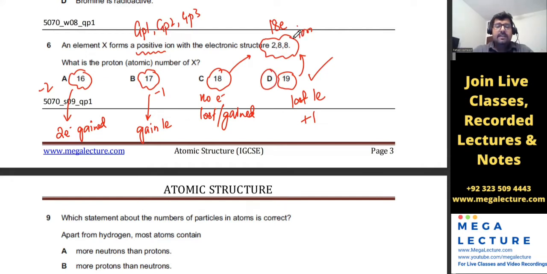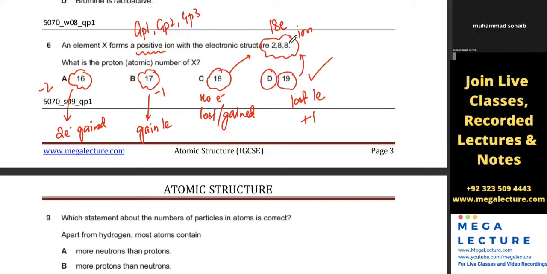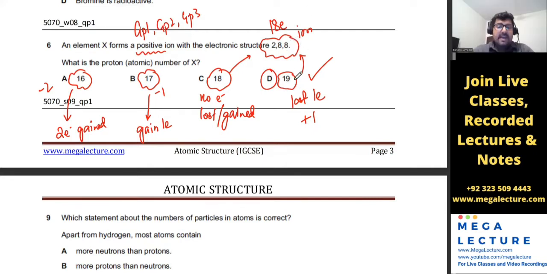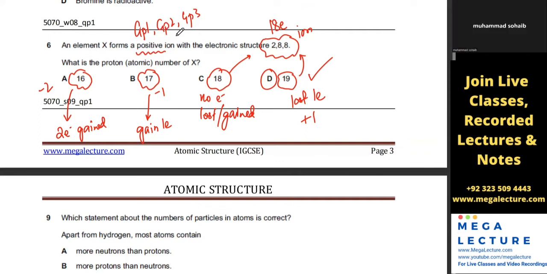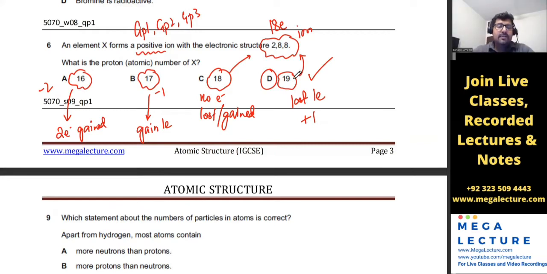Do you get the point that the electronic configuration is for the ion? And they're saying that this is a positive ion. So if this atom were to form an ion, going from 19 to 18, it's going to lose 1 electron. When an atom loses 1 electron, it forms a positive ion. So this is the only one that's capable of forming a positive ion.